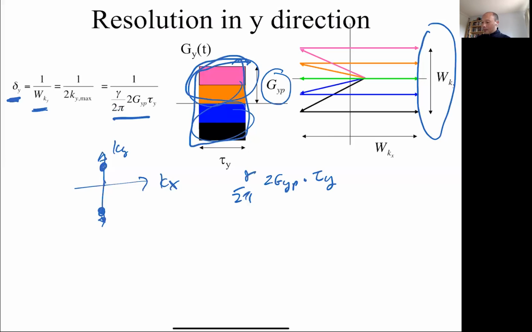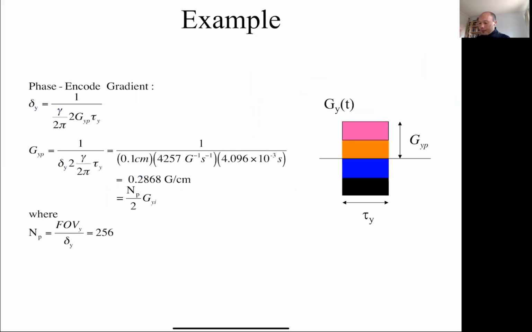All right, so let's do an example of that. In this case, we're given delta y, we're given the tau sub y, and we just want to solve for GYP. If we do that, we end up with GYP equals this in Gauss per centimeter, and this just equals the number of phase encodes divided by 2 times GYI. So the maximum amplitude I go out to should simply be the number of phase encodes multiplied by each of these little chunks, right?